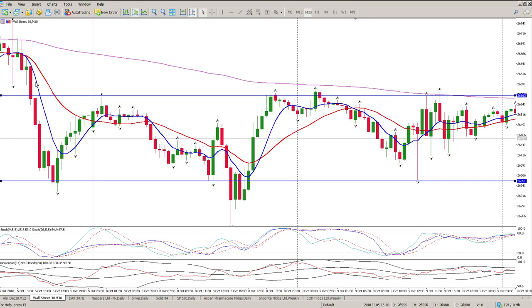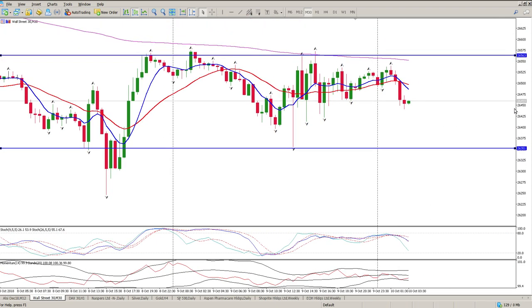Now you can see the head and shoulders. There's the shoulder, there's the head, and there's the right shoulder. This level of 26,563 is the neckline. That's what we're looking to break. Looking at the half hour, you can see we had a bit of a consolidation or trend line here that has broken to the downside. The other factor is we are below the 200 moving average on the half hour, so we're very much in a consolidation phase right now.